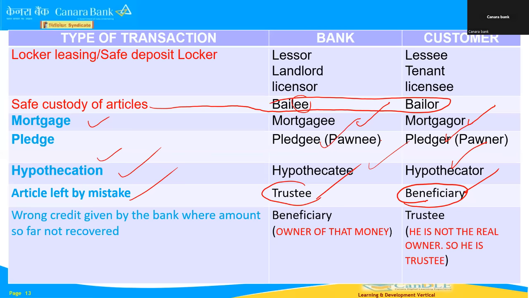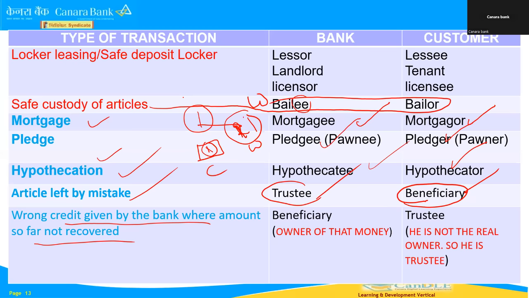That's all. Now, wrong credit given by the bank where the amount is so far not recovered. See, for example, one customer came and deposited money in his account, account number 1. Wrongly you have credited it to account 11. This is wrongly credited. Now, what is the relationship between you and this customer? Wrong credit given, correct account but wrong credit. Then remember, the owner of that money is called the beneficiary. Who is the owner? He is the owner, he is a beneficiary. Who is the trustee? He is not the real owner, so he is the trustee. So this customer who wrongly received the deposit will become a trustee. The other will be the beneficiary. This is how it looks.